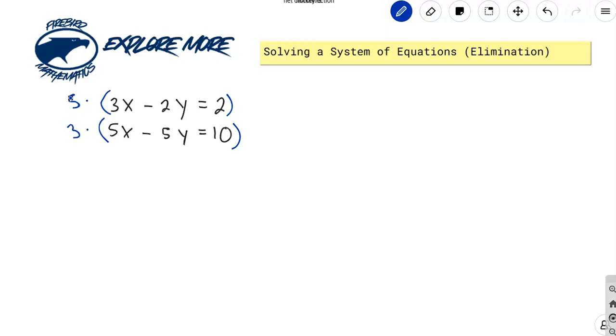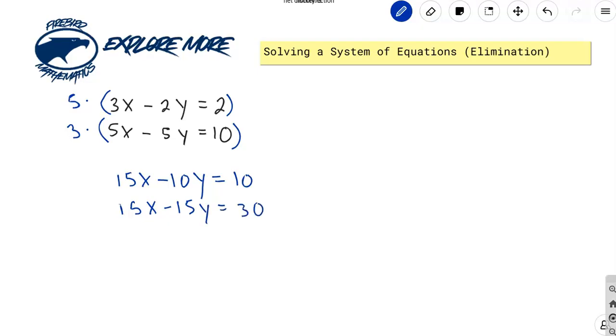Okay, so we have 5 times 3x, so that'd be 15x. 5 times negative 2y is negative 10y, and 2 times 5 would be 10. So that's what the first equation turns into. And then the second equation, 3 times 5 is 15x. 3 times negative 5 is negative 15. And 3 times 10 would be 30.